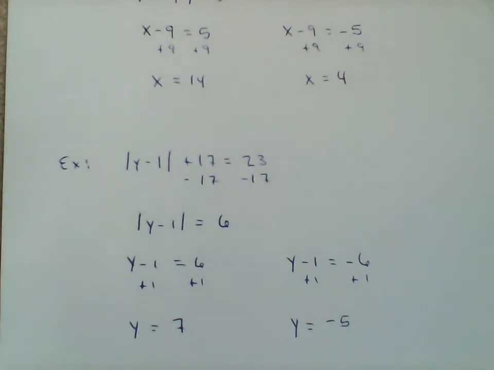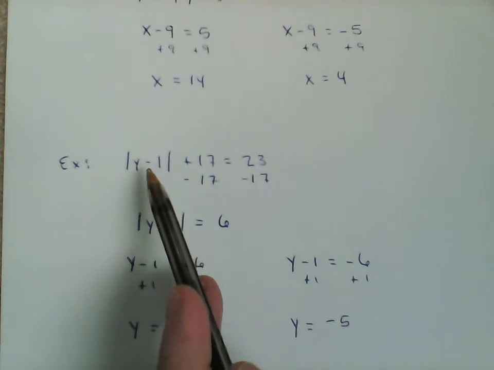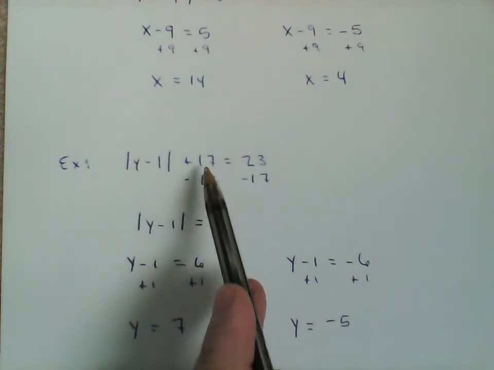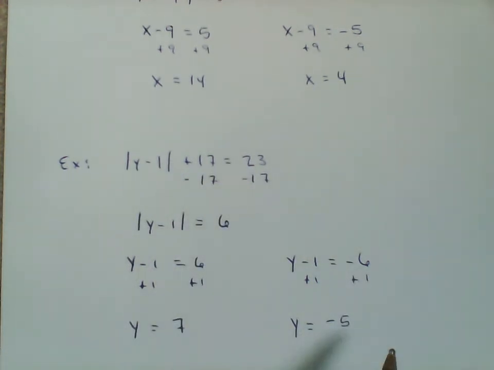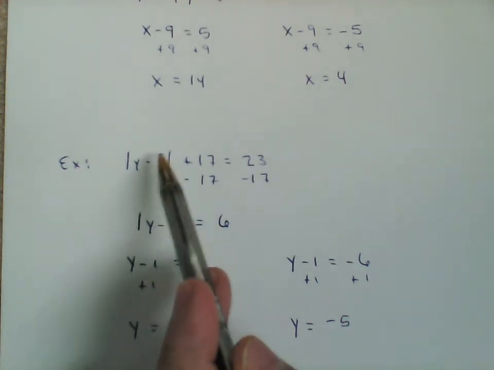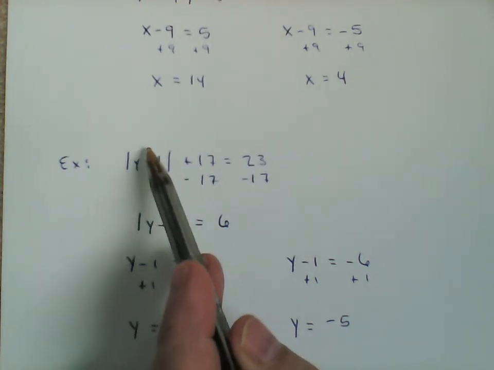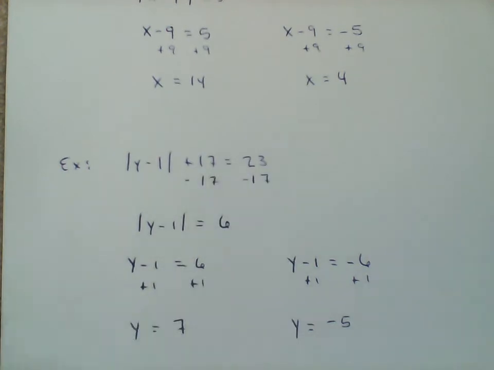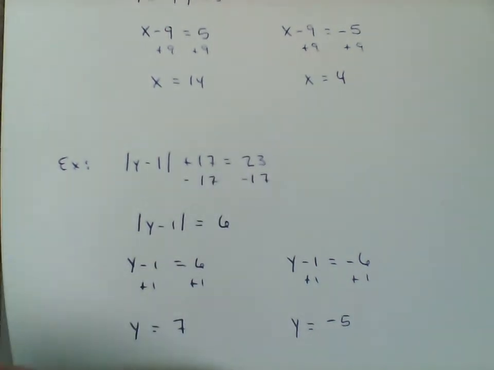I'm going to do a few more of these. I can plug this in, right? If I plug in 7, I get 7 minus 1. Well, that's 6, plus 17 does equal 23. If I plug in negative 5, I get an absolute value of negative 6, but that comes out positive 6. When I add it to 17, I get 23. So both of these solutions are true.